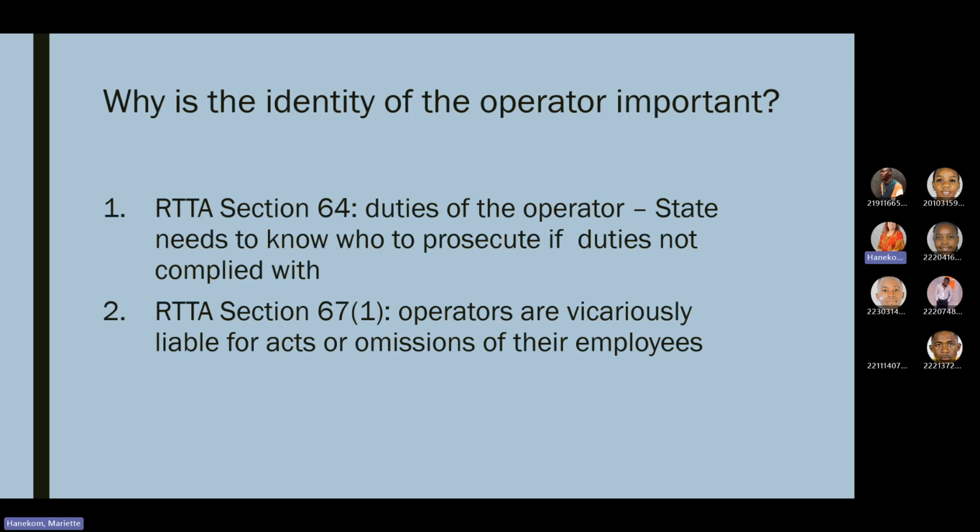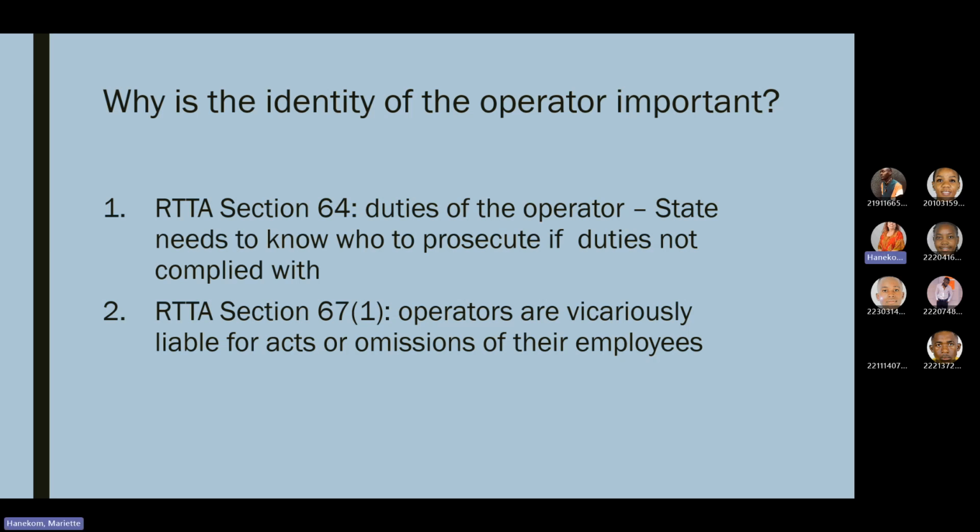It is easy to establish the identity of the driver, because the driver is the person physically sitting behind the steering wheel. But because the operator and the driver are not always the same person, it's important to ensure that the duties are complied with, that you are able to establish who the driver is and who the operator is. You can establish who the operator is by checking the records of Natis, who is registered as the operator. Then there's also the presumption that the operator is the owner, and it's always easy to establish the owner of the vehicle.